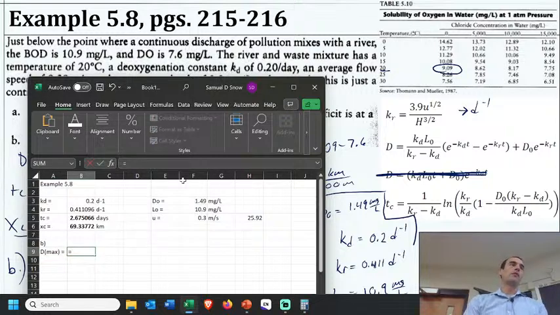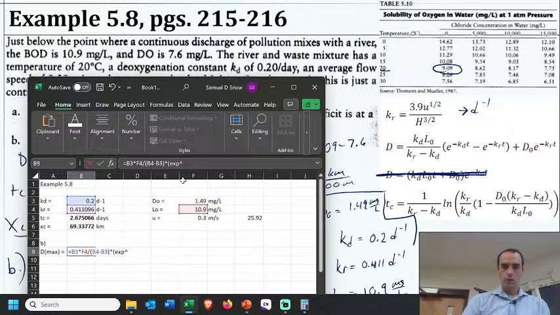So this will get us the maximum deficit, but from there, if we need to find the saturation value or the actual dissolved oxygen value, then we need to take into account the deficit, right? So two steps here. The major step is to take this first part. So it would be KD times L naught divided by KR minus KD, times e to the negative KD times our time, minus e.